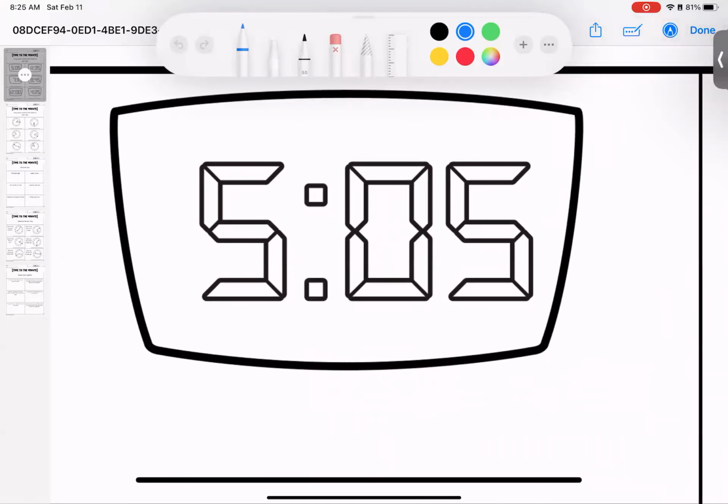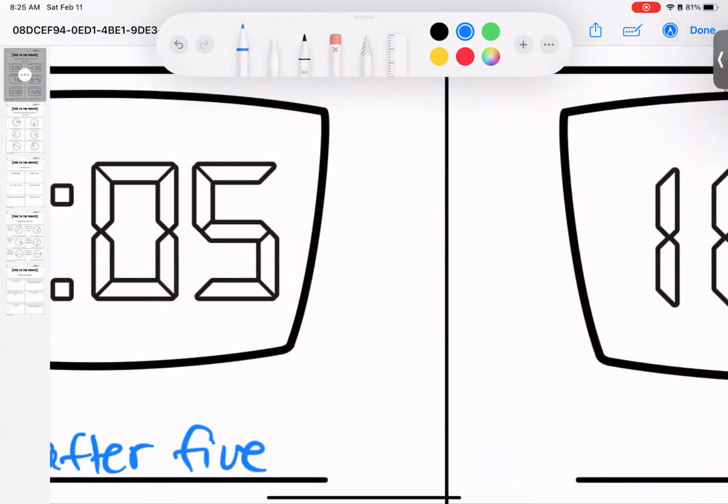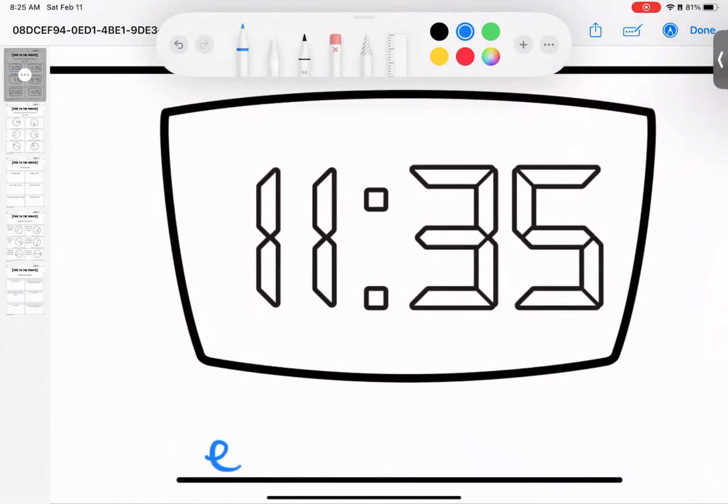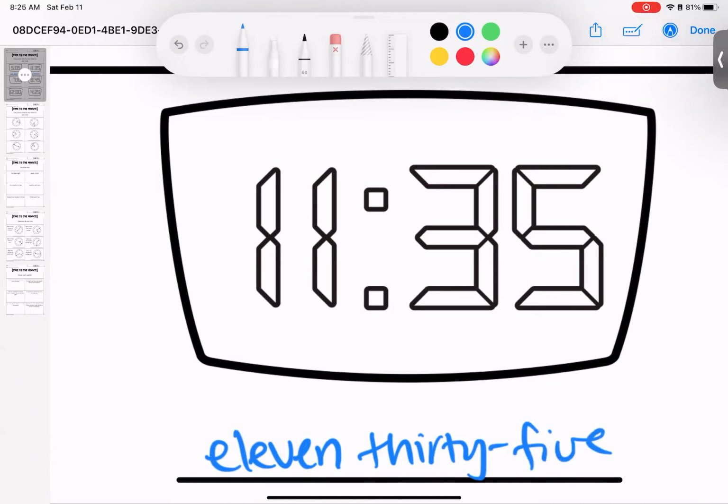For this first one, we can say that this is five after five, or if you wrote 5:05, that would also be fine. Over here, this is 11:35. Remember, spelling does not count. We're just practicing using our words.